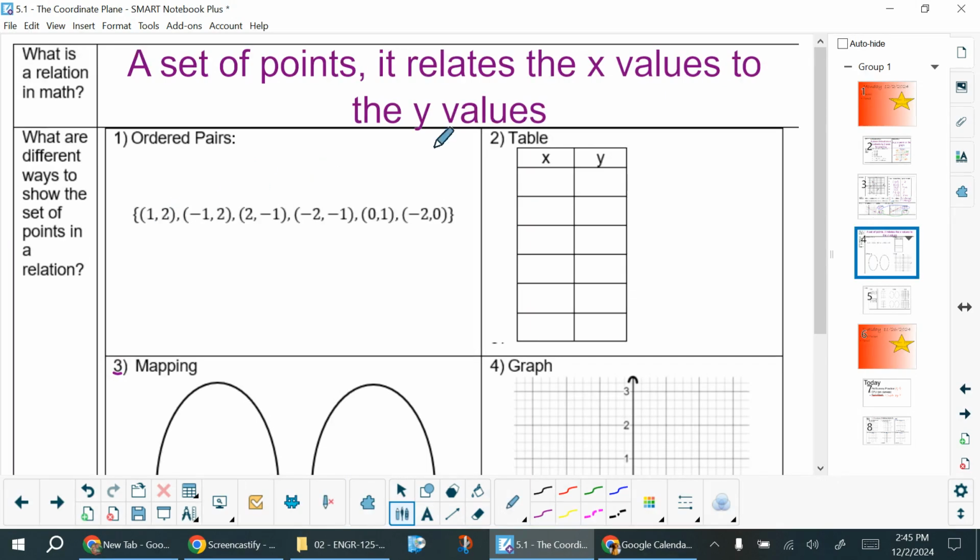So from the ordered pair to the table, all we have to do is take each point and copy its x and y value into the table. Each row of the table is a point. So see there's 6 points, 6 rows. So I'm just going to go ahead and copy them over like that.